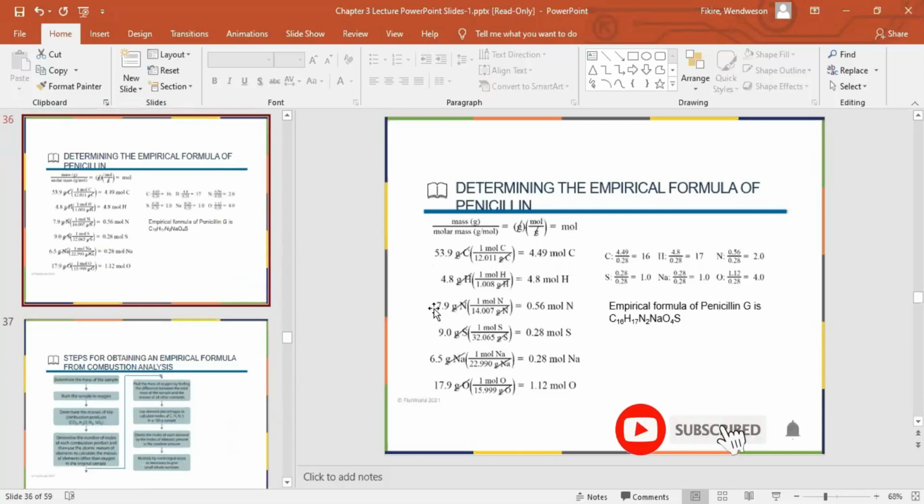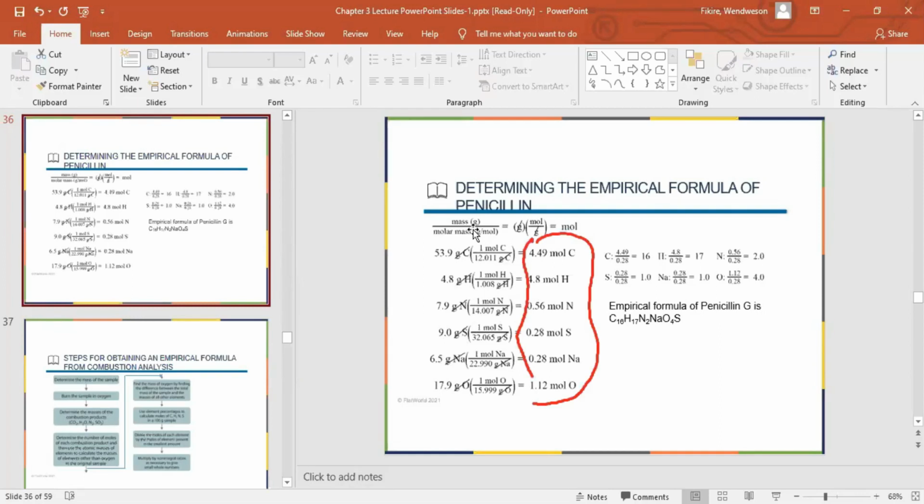What they did was assume that we have a 100% sample, so every percentage value is changed into grams. Instead of 53.9%, they use 53.9 grams, just like what I did. They divide by the respective atomic weight. Carbon has 12.01, and you get a mole ratio of 4.49. Hydrogen is 4.8 divided by 1.008, you get 4.8. Nitrogen is 7.9, its atomic weight is 14.007, you get 0.56 mole. The same goes for sulfur, sodium, and oxygen, so you get all the mole ratios here.